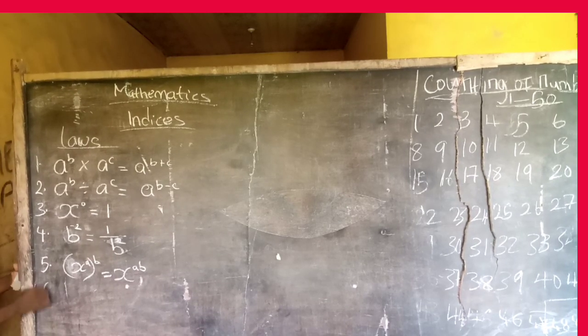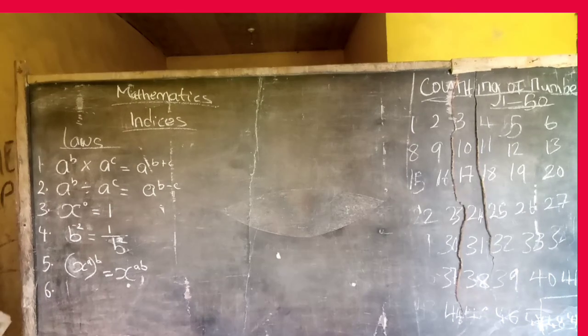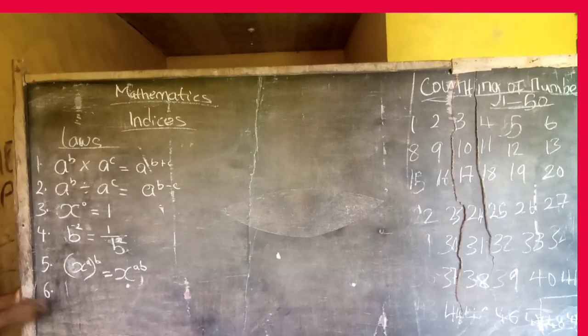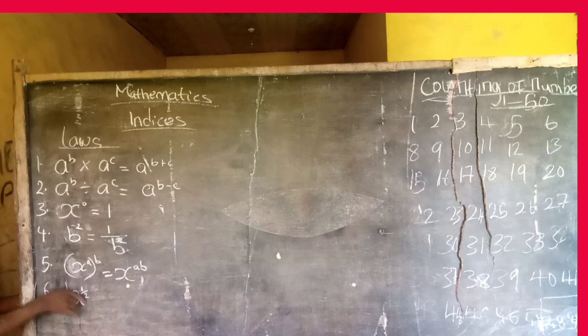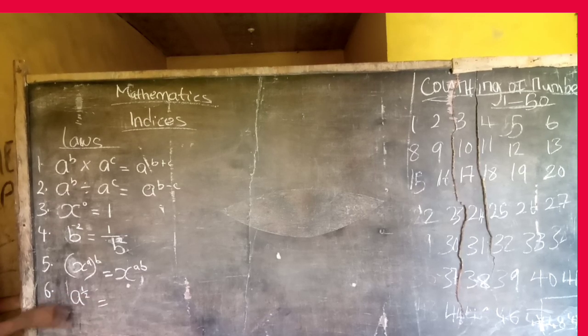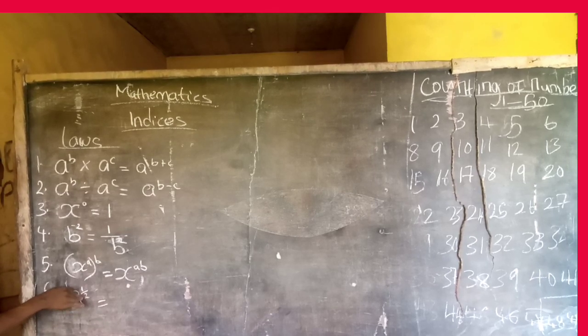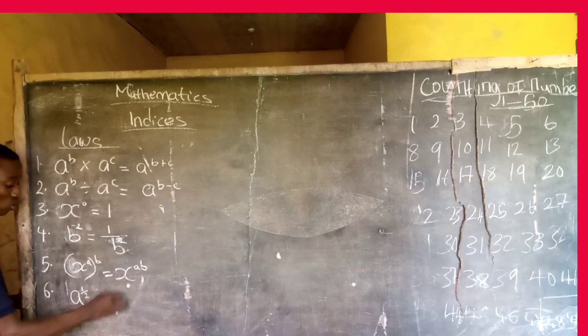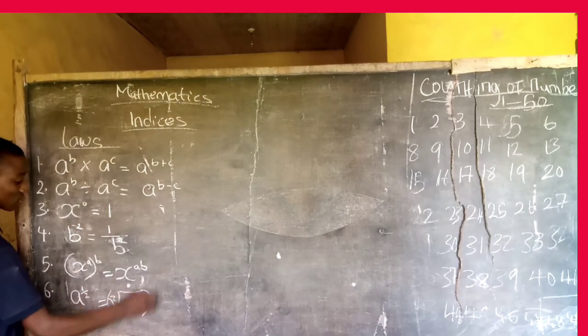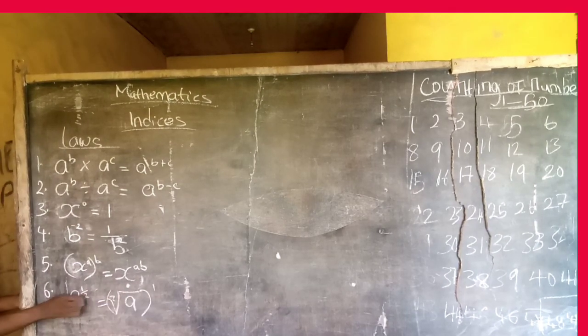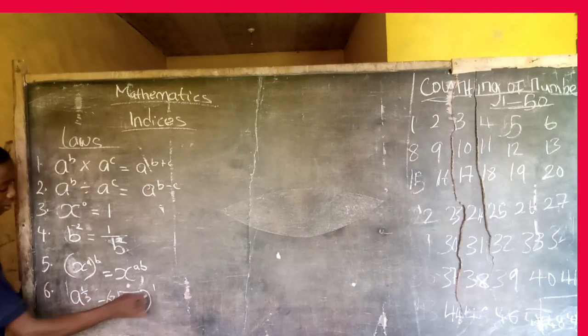Now, the 6th law of indices. The 6th law says that if this is a to the power of 1 over 2, or whatever the case may be, whatever fraction we're having there, so we are going to be having the square root, because it's 2, the square root of a, all raised to the power of 1. Now what about if it is to the power 1 over 3? It becomes the cube root of a to the power of 1.